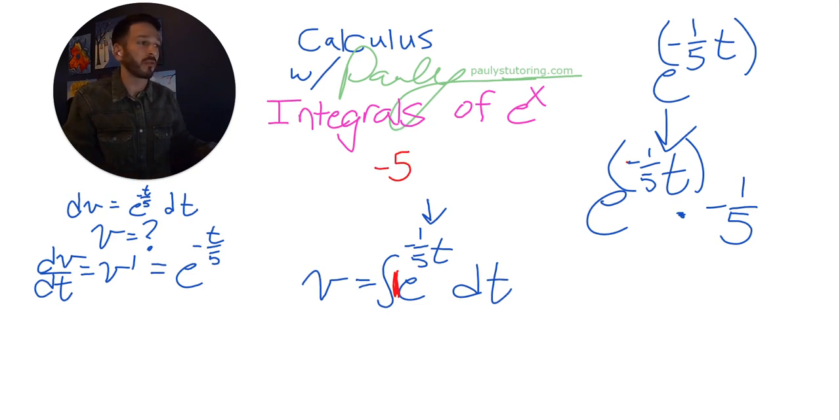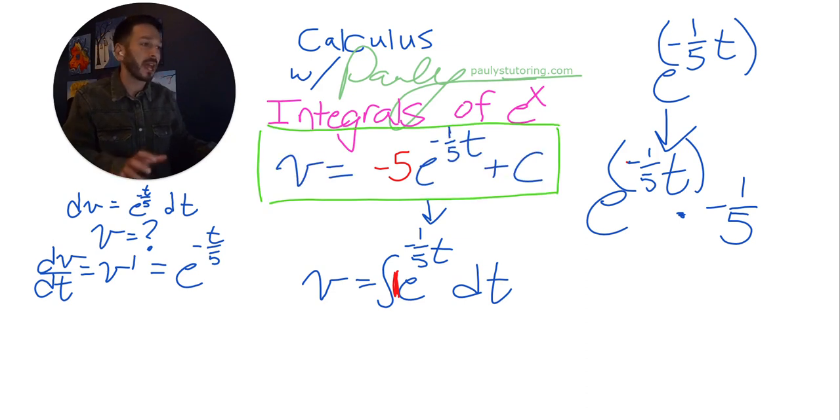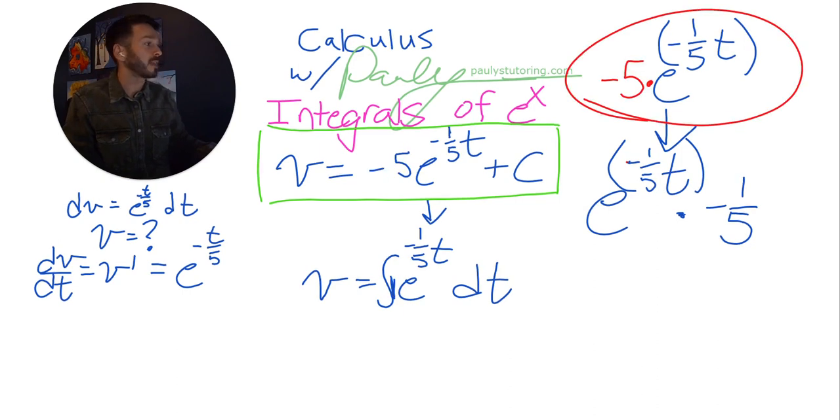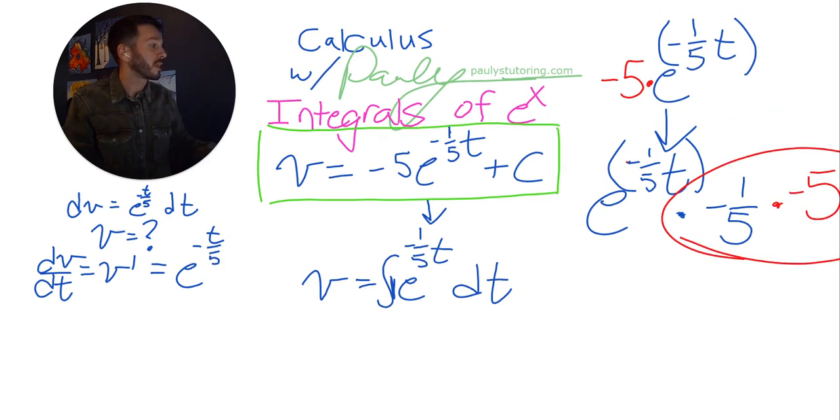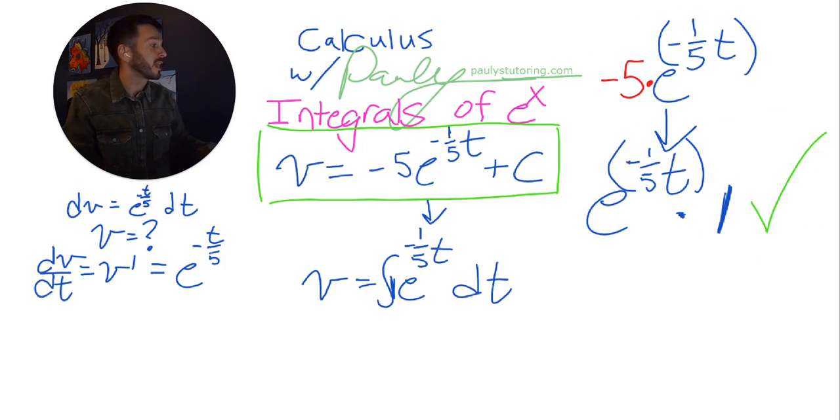Well, to cancel out that negative 1/5, we'll have a negative 5. And that way, we'll have the same exact thing, but instead of having the negative 1/5, the negative 1/5 will be multiplied by the 5. So if we go back to our original, we're going to multiply everything by that negative 5 there, and it cancels out and creates the 1. That's the integral in this case.